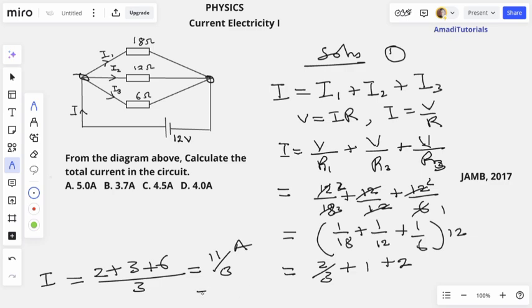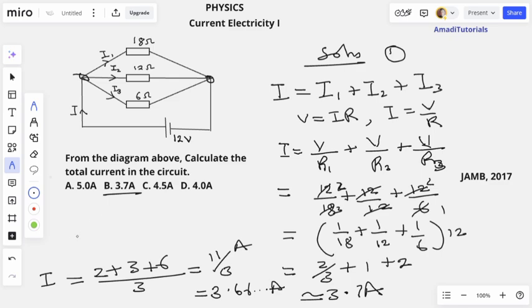And if you convert that to decimal, that would be 3.66 amps, which is approximately 3.7 amps.